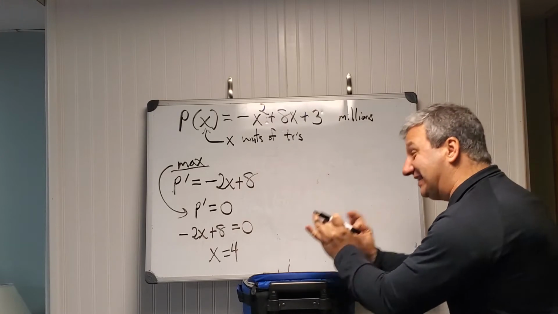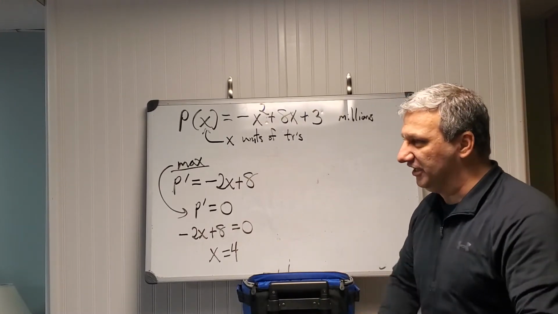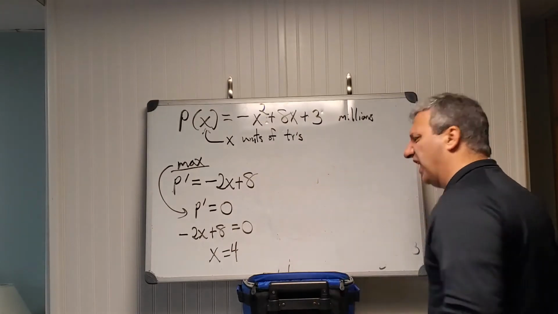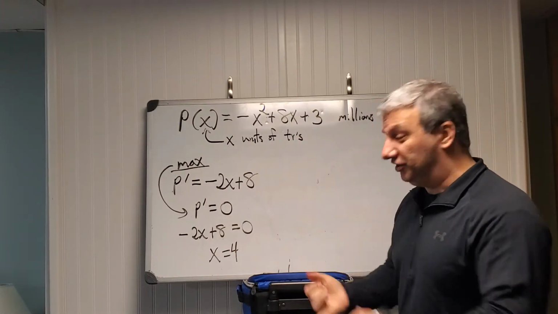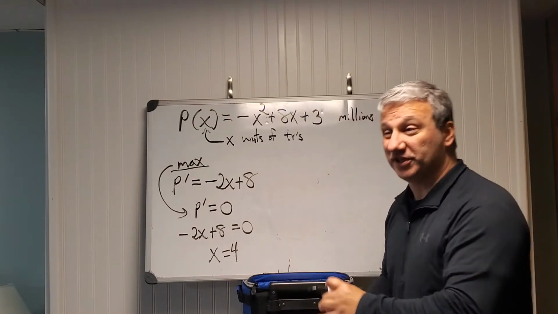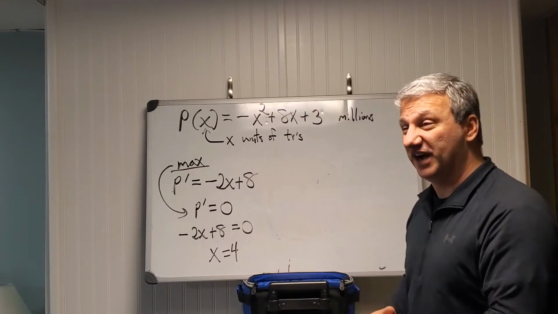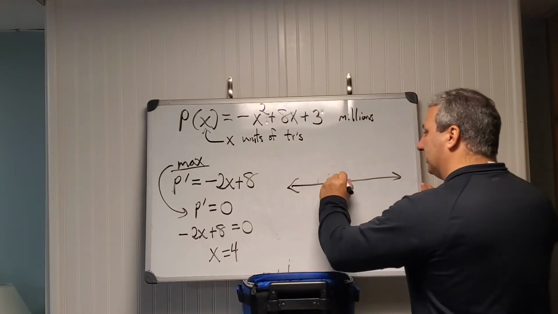So that is my potential max. Please don't just stop there and go, that's my max. That's an incomplete answer to me. How do you know that's a maximum? How do you know that's not a minimum? The derivative equal to 0 could give you a max, could give you a minimum, or could give you a different point. If you see my graphing videos, you'll find the other points. But, all right, how do I guarantee it?